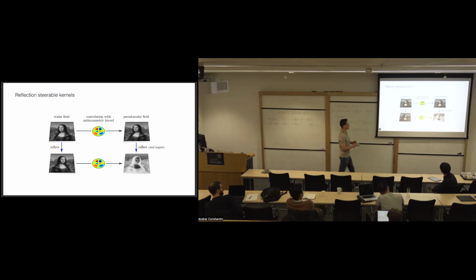And this is what I'm trying to visualize here. And again, the intuition is for your standard image, you get a certain output. And then if you reflect your image, this kernel is exactly negated to what you had before. So you get an output which transforms like a pseudoscalar field.